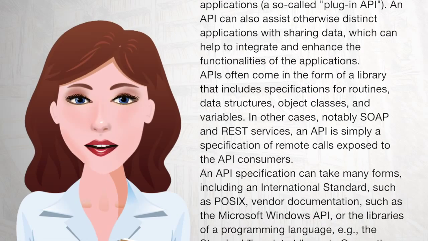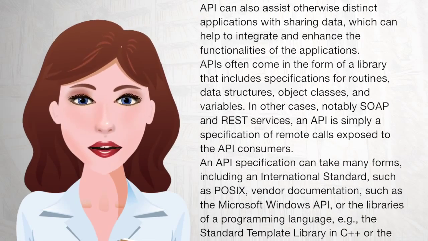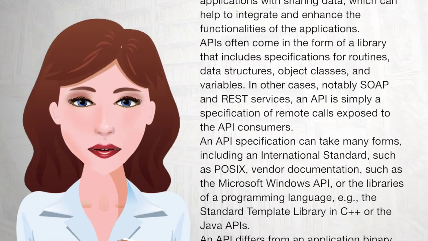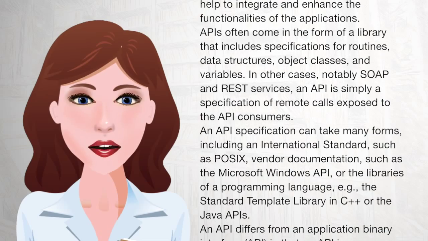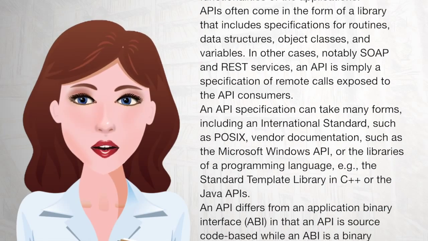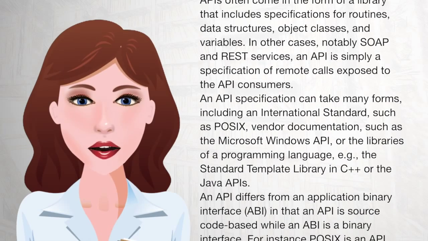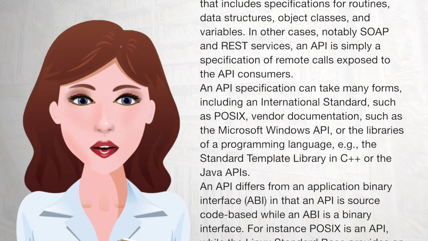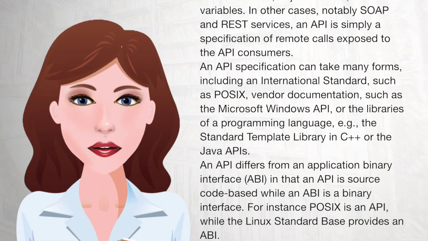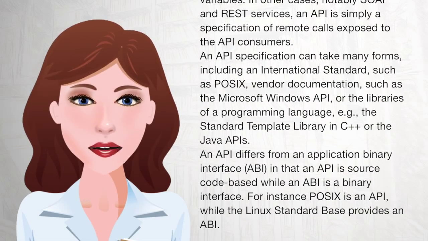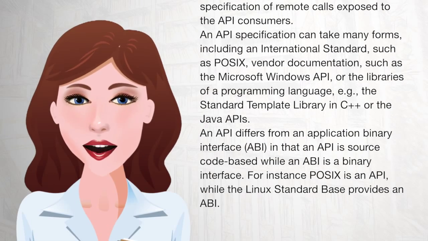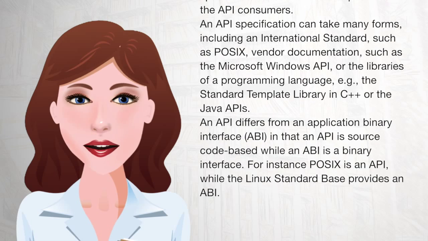An API specification can take many forms, including an international standard, such as POSIX, vendor documentation, such as the Microsoft Windows API, or the libraries of a programming language, for example, the standard template library in C++ or the Java APIs. An API differs from an application binary interface, ABI, in that an API is source code-based while an ABI is a binary interface. For instance, POSIX is an API, while the Linux standard base provides an ABI.